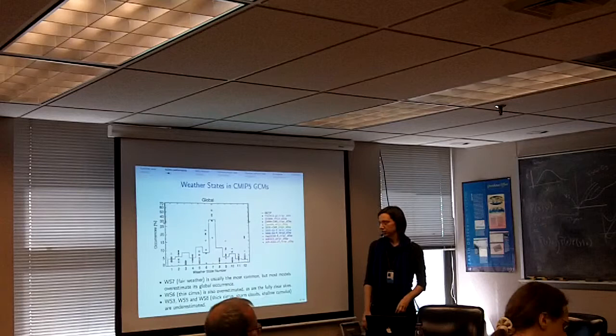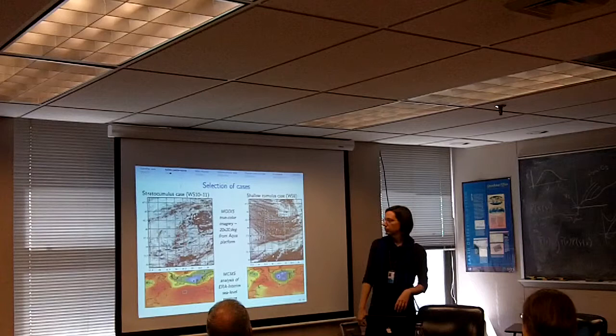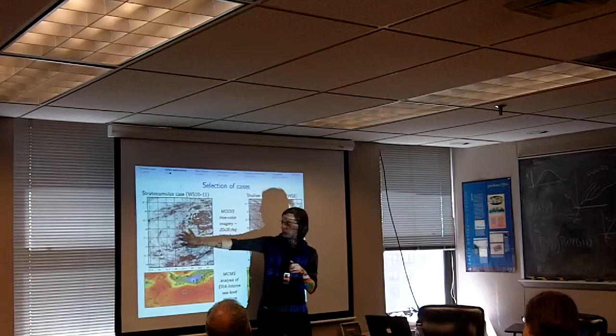So we selected two cases, one in each weather state, 8 and 10. The way we went about it was to look where those occur predominantly, where they are together. So this is the weather state 10 case. We have about 6 of them together here. That's an 11, which is also stratocumulus.